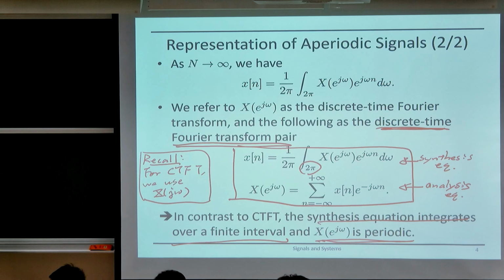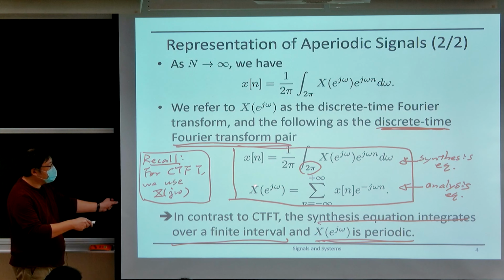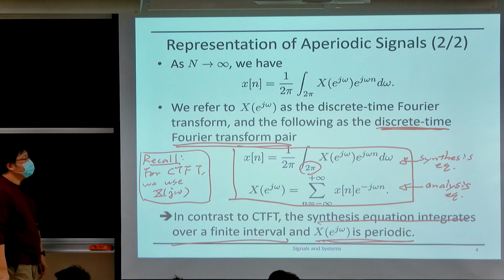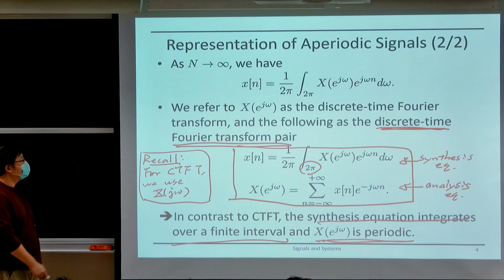Now, notation-wise, for the spectrum of the discrete-time case, we use X of e to the j omega, instead of X of j omega in the continuous-time case. So just by looking at the notation, you should be aware of whether we're looking at discrete time or continuous time.